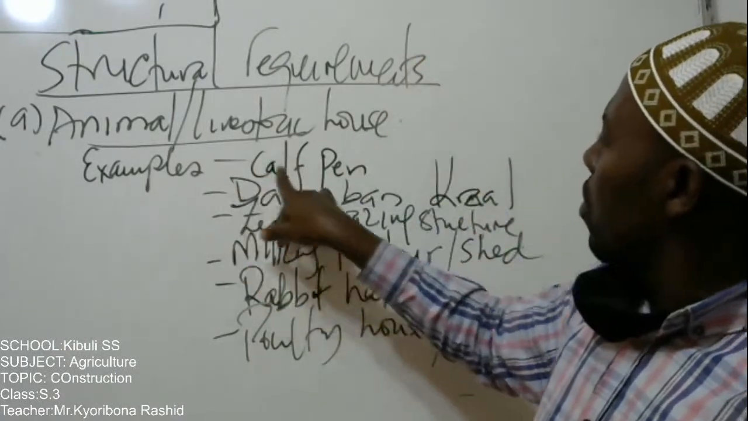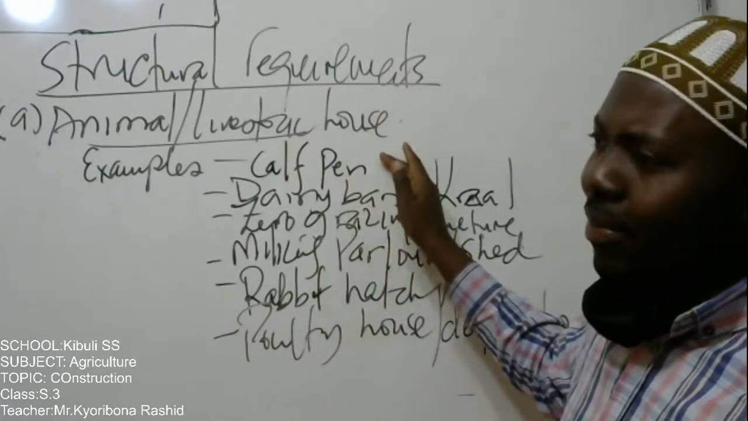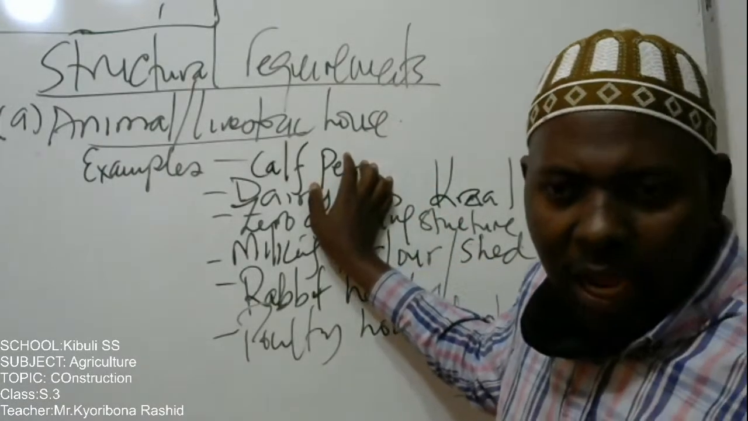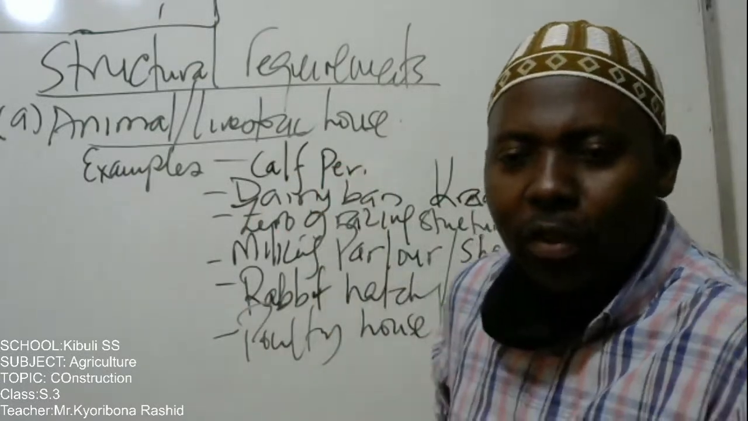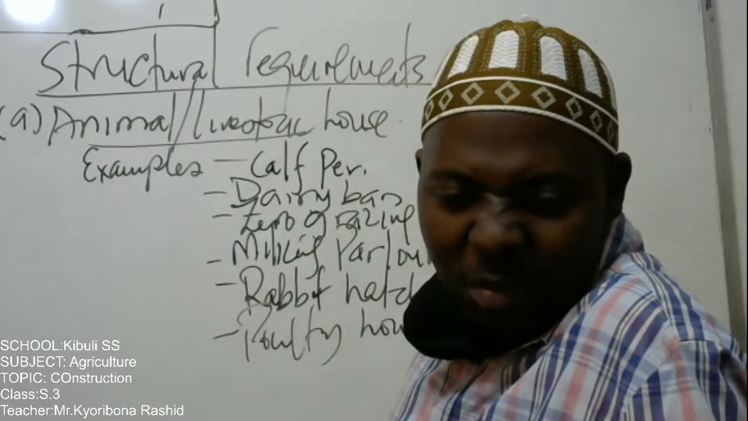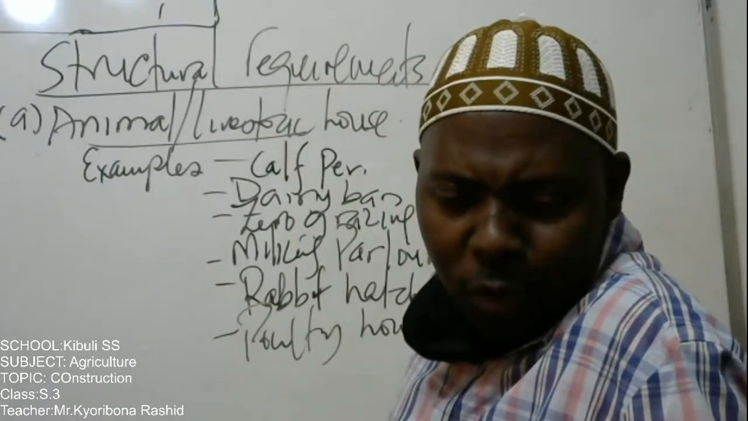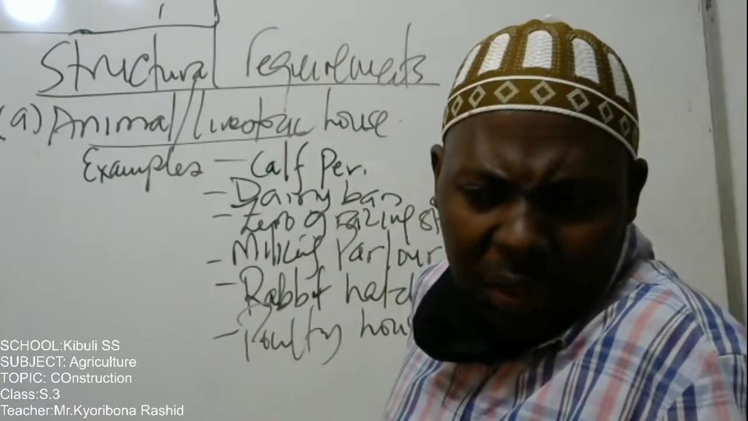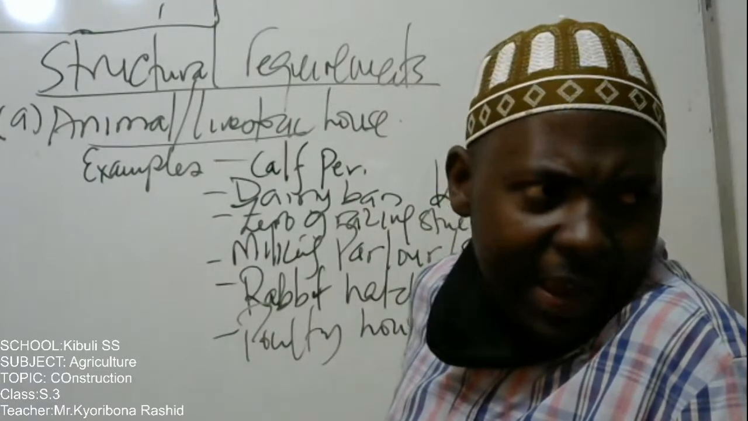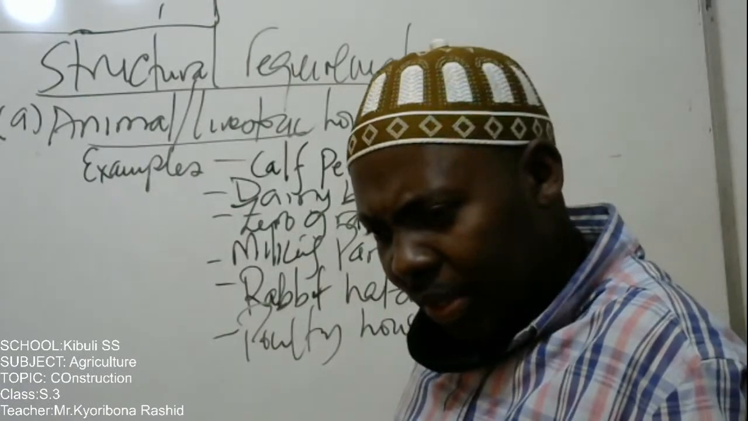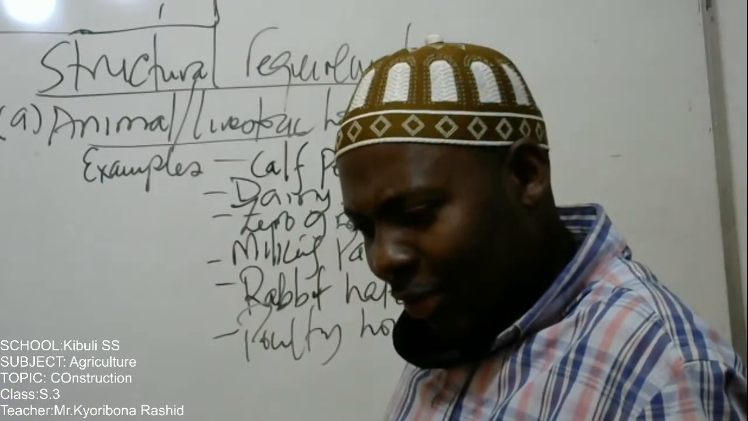Now, if the question requires you to look at a pen, what is in the pen? Do you put calves just like that and leave them there without feeding, without water? How should the floor be? Should it have windows? Do you think it should have a bed inside there for the calves? I don't know.